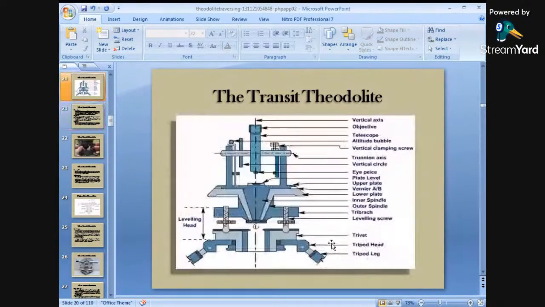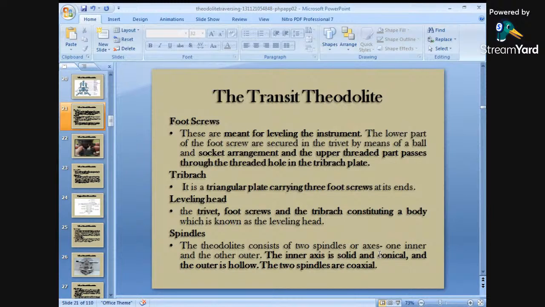After that, this is the whole assembly of your transit theodolite. What are the different features? This one is called the vertical axis. This is your objective, this is your telescope altitude, this is a vertical clamping screw, this is the tangent vertical screw. Okay, this is the eyepiece, plate level, upper plate, vernier, lower plate, inner spindle, outer spindle, tribrach, leveling head, tripod head, and tripod. So we'll study each of the parts in brief.